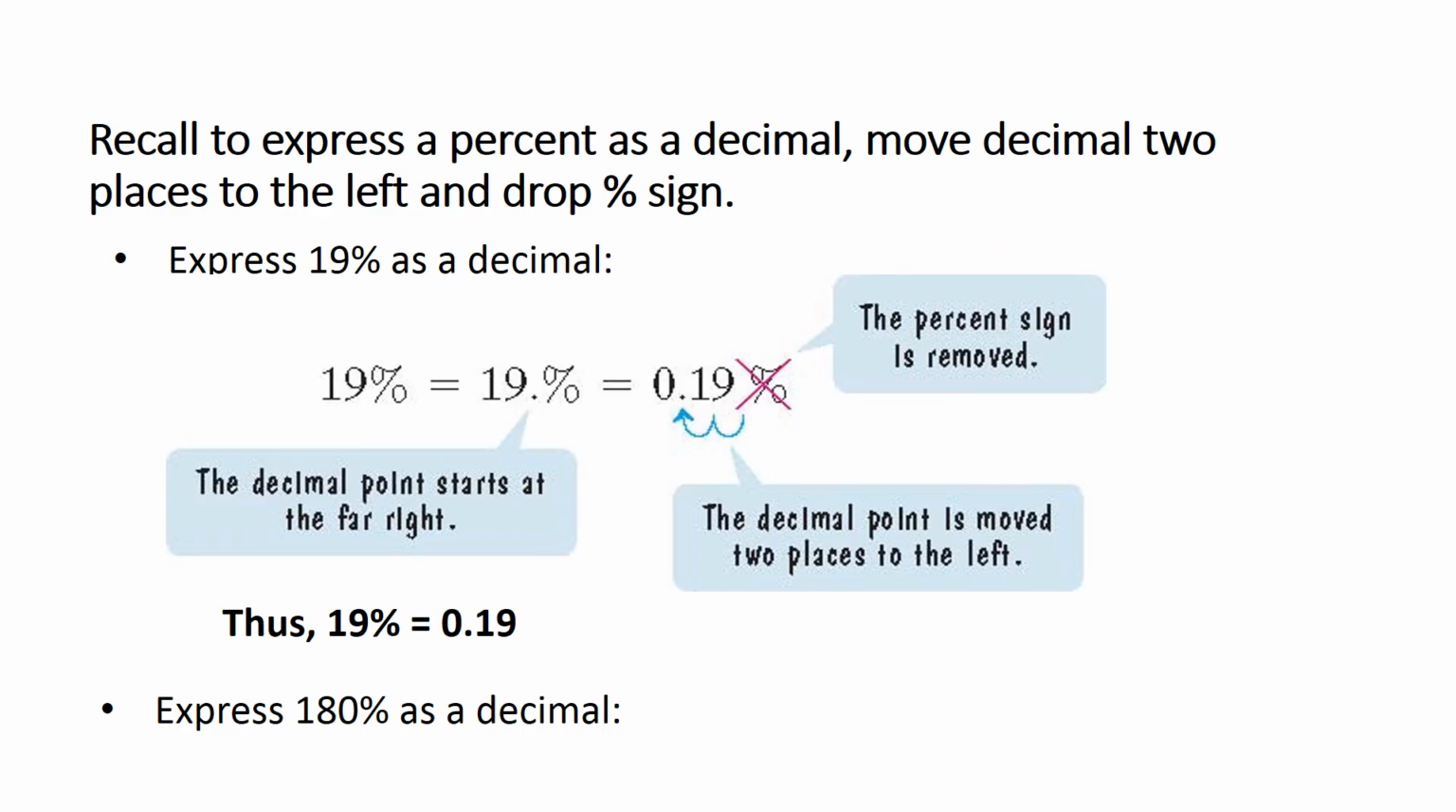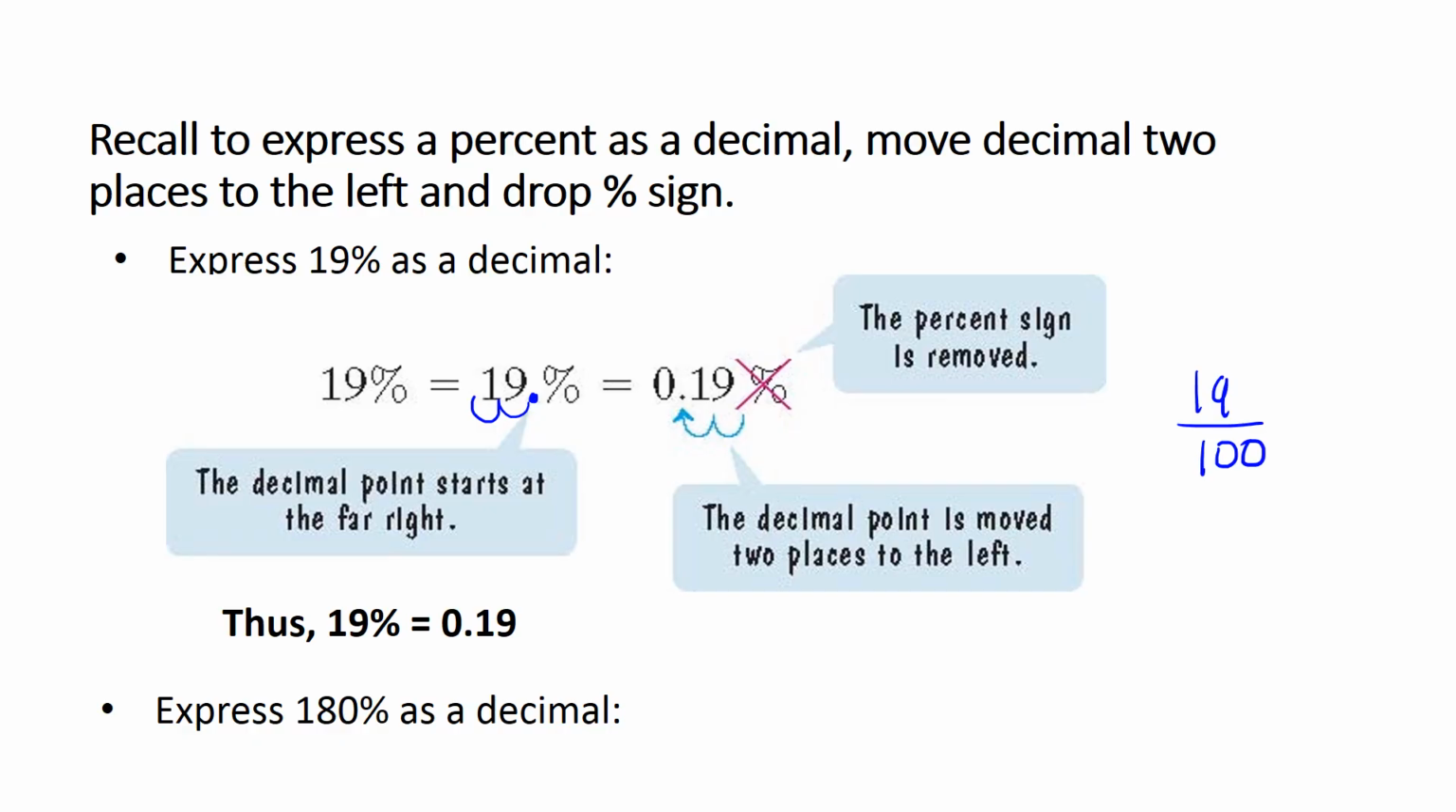Recall that to express a percent as a decimal, you move the decimal 2 places to the left and drop the percent sign. When there is no decimal point provided, it means it's right there, at the end of the number. So you move it over 2 places, which is dividing by 100. 19% means 19 divided by 100, which is 0.19.